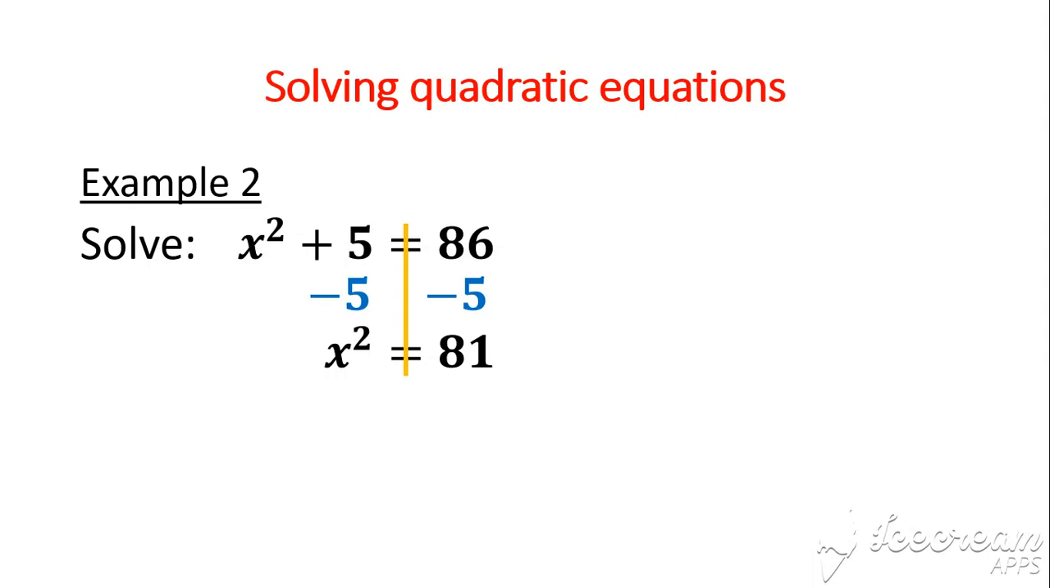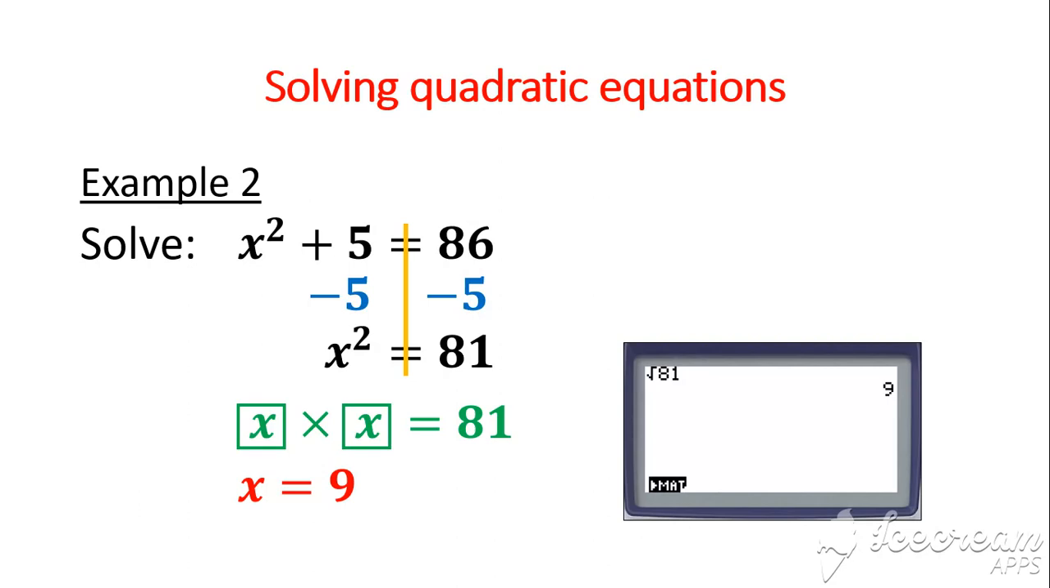So something times something is 81. Well, 9 times 9 is 81. And again, if you struggle to get the answer, just use your calculator to take the square root of 81 to get 9. But remember, quadratics always have 2 solutions. So although you've written down 9 as an answer, the other answer is negative 9 because negative 9 times negative 9 makes 81. So the 2 answers we need you to write down are 9 and negative 9.